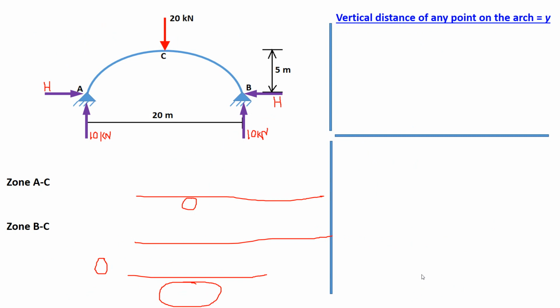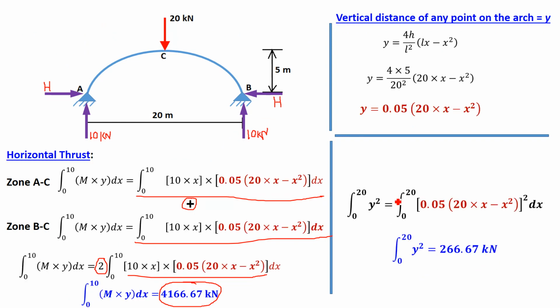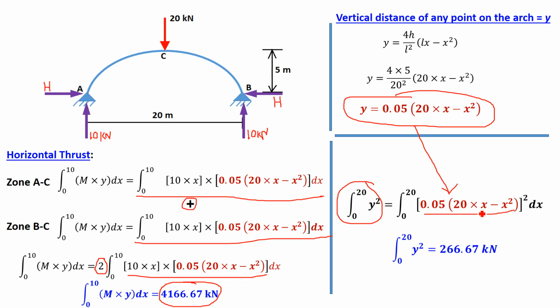Now what is the denominator? It is the integration of y square. So y we know, we already calculated this y, and y square means square of that. Now this denominator y square we have to integrate directly from A to B, not in two zones. Directly we have to integrate from left support to right support. So here it is x equal to 0 and at point B x is equal to 20, the span. So limits will be 0 to 20.